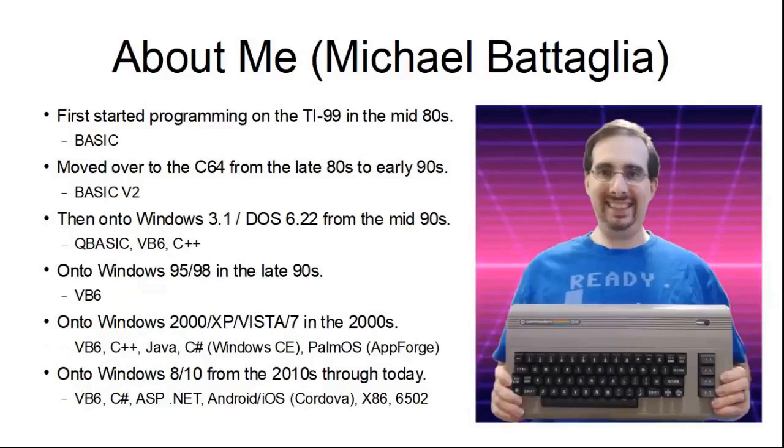However, the age of the Commodore 64 dawned on me for a while after that point, because around junior high in the mid-'90s, I got my first PC. By then I was running Windows 3.1 and DOS 6.22, and I started learning how to program in QBasic, Visual Basic version 6, and C++. For the rest of that decade of the '90s, I did what most people did at the time, and that is just upgrade your PC. I went from Windows 95 to Windows 98. At that point, I continued working on learning Visual Basic 6, and even to this very day, I still program in that language.